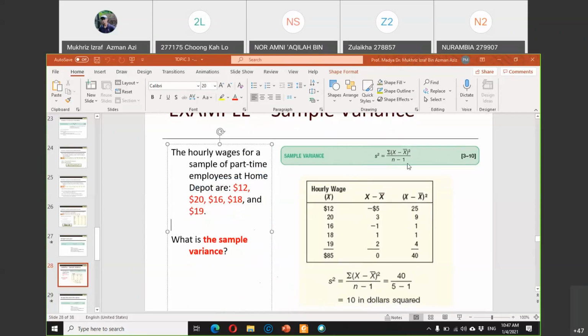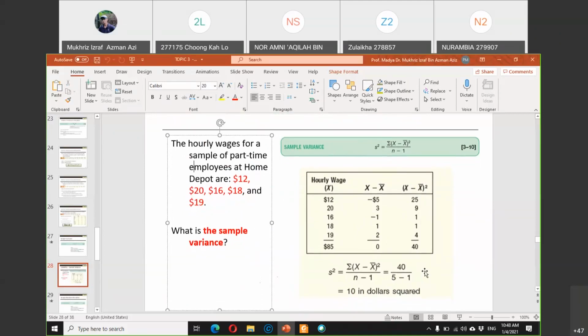Okay, so the main difference is n minus 1. So your n is 5. If this data is population data, you only need to divide by 5. But because the word sample is clearly mentioned here, when you see the word sample in the question, you need to refer to the sample formula. So 5 minus 1, you get 4. Then you get the sample variance to be 10.